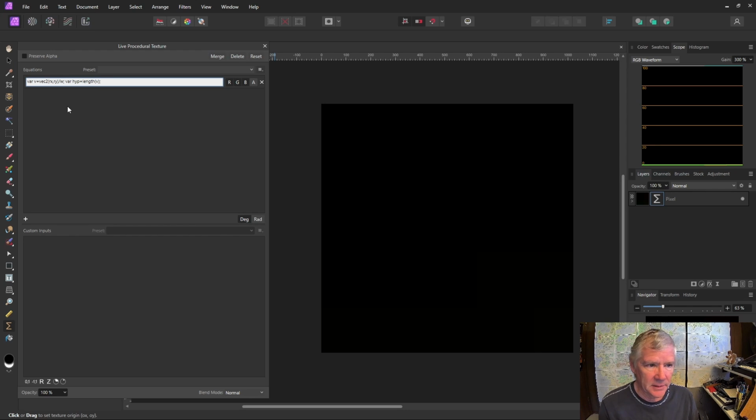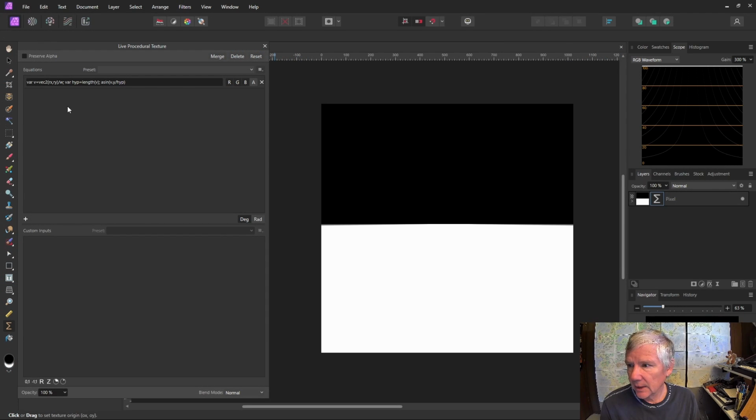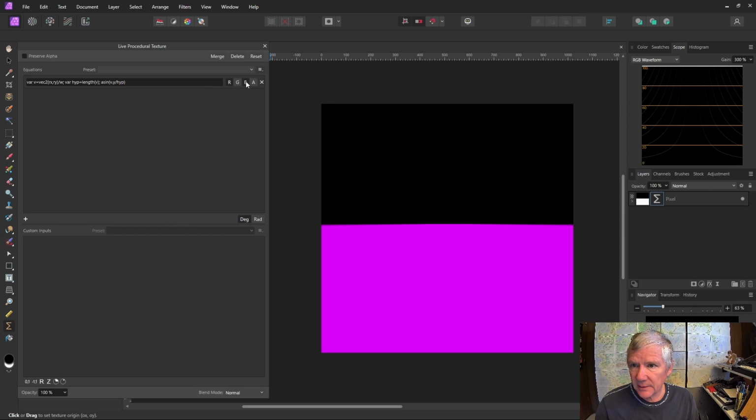So now I can use the arc functions. If I want to look at the sine, it's the opposite over the hypotenuse. The opposite is the y coordinate, so I'll use ry, or I can use v dot y. I could use either one, divided by the hypotenuse. And that's what that looks like. And I'll set this so it's only on the red channel. You can see it right there.